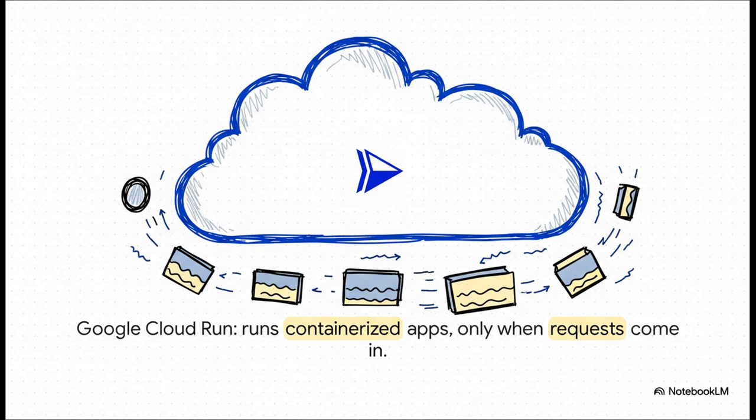Cloud Run, though, has a different philosophy. It's all about running stateless containers. And the key word here is serverless. Your app isn't just running 24/7. It literally only spins up when a request comes in, and then it shuts back down. This gives you a ton of flexibility. Basically, if you can shove it into a Docker container, you can run it on Cloud Run.